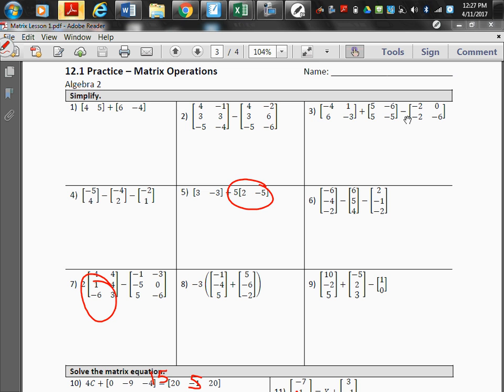Number 7. Alright, look at number 8. What am I going to do first? Parentheses. You do what's in the parentheses first. So you do this piece right here first. Then you multiply. Only because it's in parentheses. You still use your order of operations.